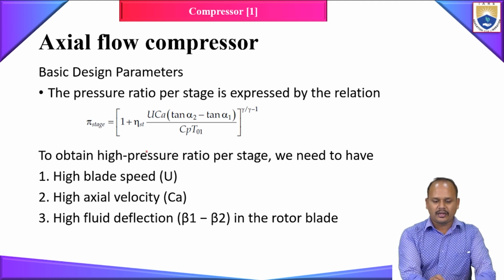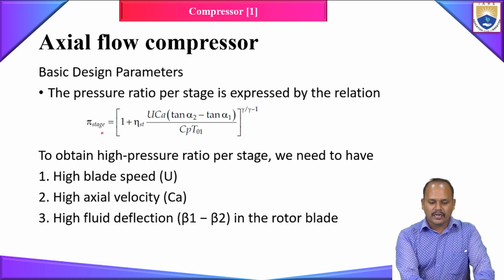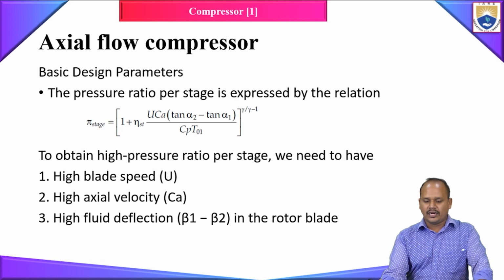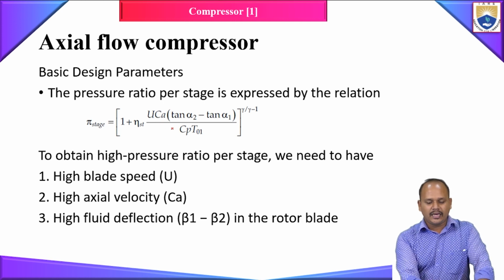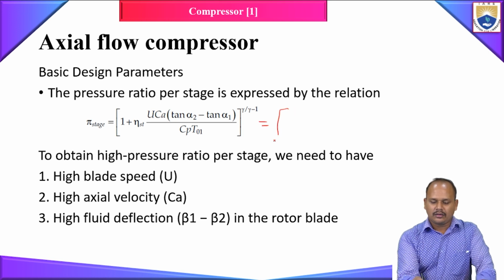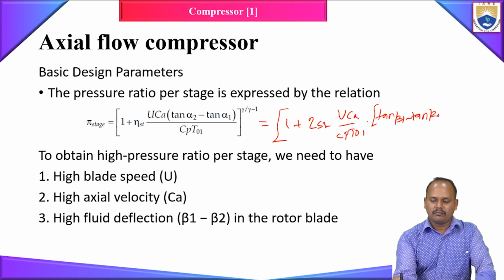The pressure ratio across a single stage axial flow compressor is pi stage, that is P03 by P01, equal to 1 plus eta st, the isentropic or adiabatic efficiency of an axial flow compressor, which is obviously less than 1, into U Ca by Cp T01 into (tan alpha 2 minus tan alpha 1, or tan beta 1 minus tan beta 2). The same equation I can write as (1 plus eta st U Ca by Cp T01 into (tan beta 1 minus tan beta 2)) whole power gamma by gamma minus 1.